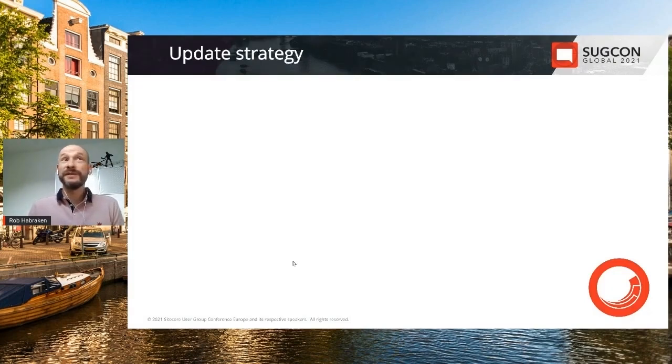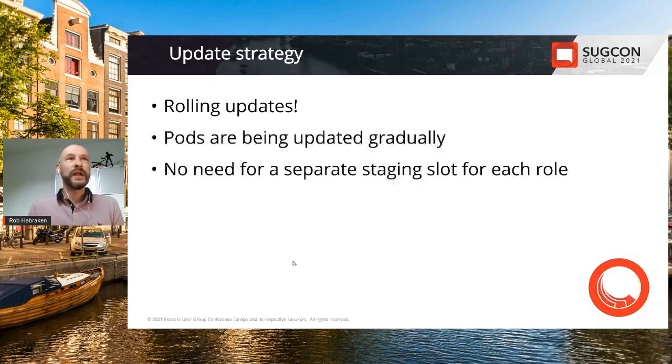And we still want the zero downtime deployments, but how does that work in Kubernetes? Well, it's very simple actually. Kubernetes has some update strategies, and one of the most common and also maybe the default, depending on your setup, is rolling updates. So what is rolling updates? It's a baked-in way of gradually updating your pods. And you actually don't need a separate staging slot for each of the cycle roles. You don't have to arrange anything for that.